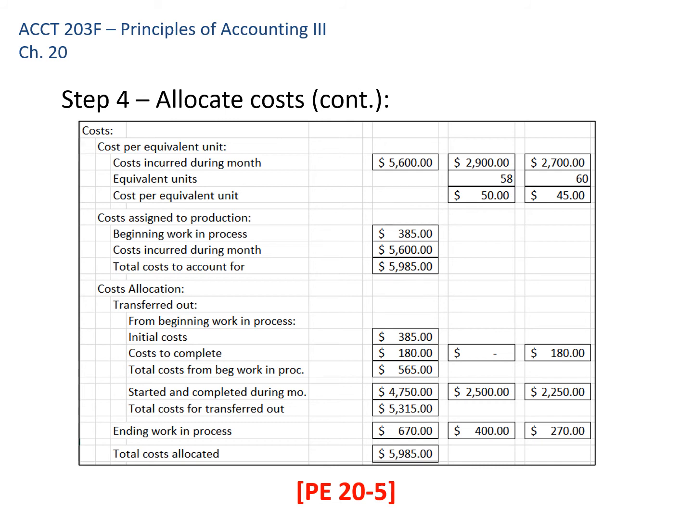So I add that to the cost associated with beginning work in process, and I can definitively say that the cost of the goods that I transferred out of my department was $5,315.